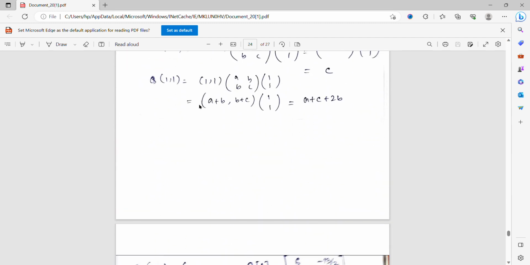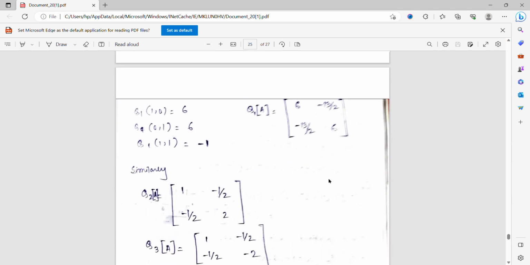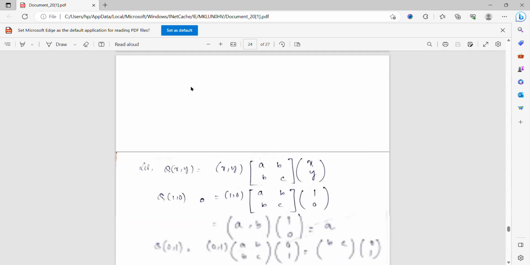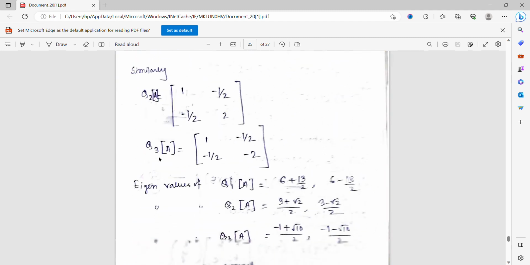So for the first one, 6x² minus 13xy plus 6y² is the first quadratic form, say Q1. Then Q1(1,0) is 6, Q1(0,1) is 6, and Q1(1,1) is minus 1. So the symmetric matrix associated with Q1 is the 2 by 2 symmetric matrix with entries 6, minus 13 by 2, minus 13 by 2, 6. Similarly for the second one, x² minus xy plus 2y², the matrix is 1, minus half, minus half, 2, and the matrix associated to Q3 is 1, minus half, minus half, minus 2.